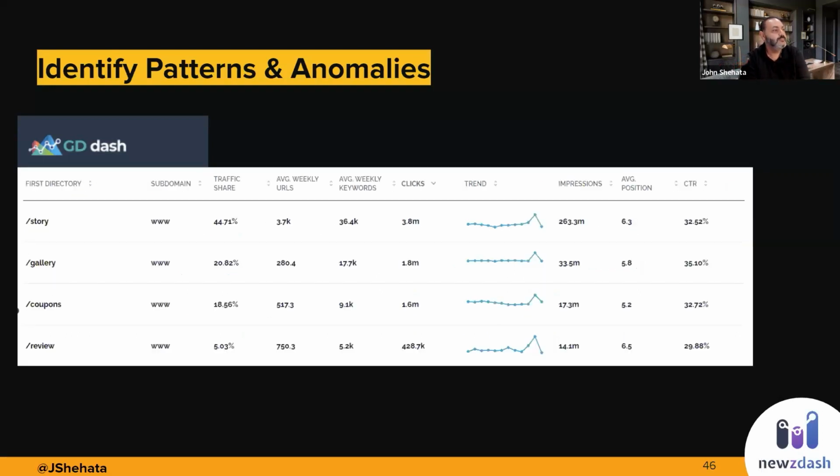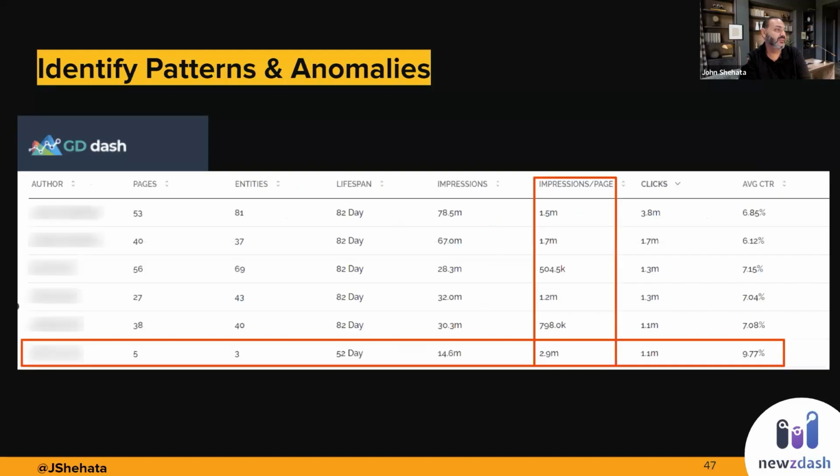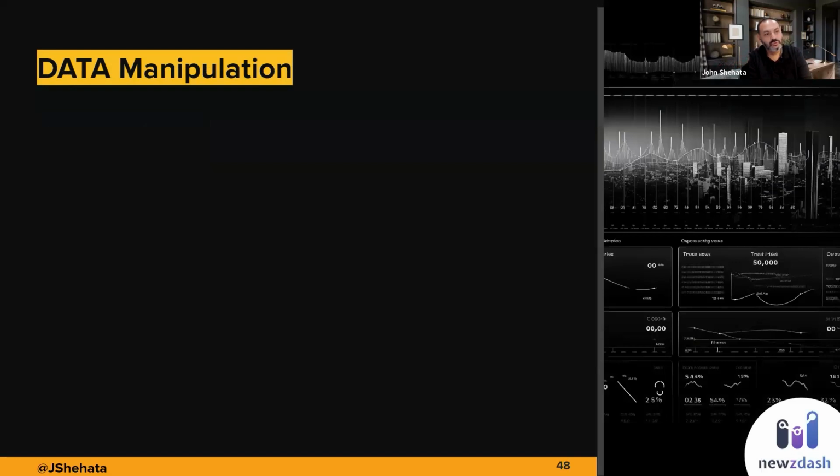So patterns, right? Same thing, patterns for directories. What is every directory? How much traffic? Is the traffic going up or down? Stuff like that. Also, you can do this for authors. Oh, look at this author, number 1, 2, 3, 4, 5, 6. They only wrote 5 articles, but they have one of the highest impressions per page in Google Discover. Maybe we'll go and work with them. So now you're identifying a certain pattern or a certain individual or anomaly, and then you can capitalize on that and produce more content. You need to do data manipulation.